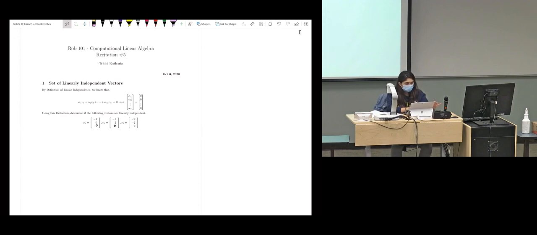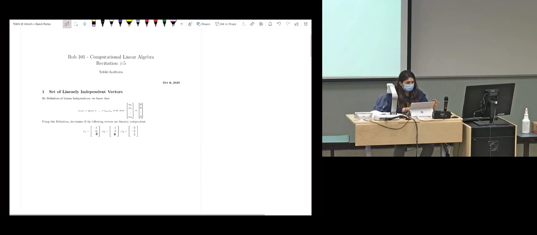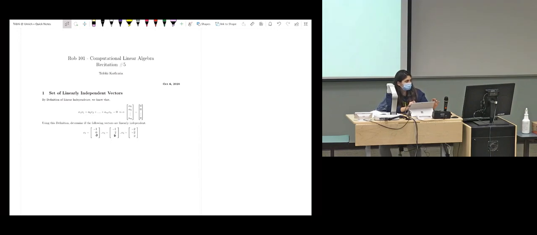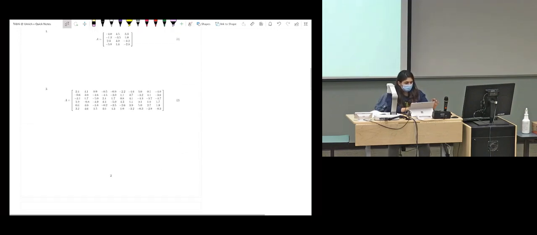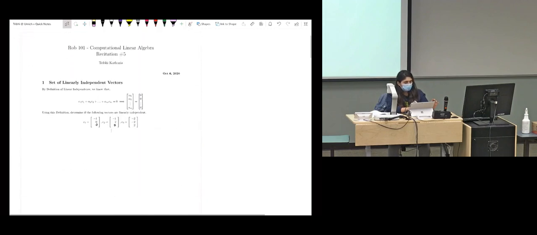So today we're going to talk about the set of linearly independent vectors, how to check linear independence, and how we use this formulation to find solutions for Ax equals b. A lot of this will be in Julia because we want to look at the LU factorizations and we want to do solutions in a way that they're scalable.